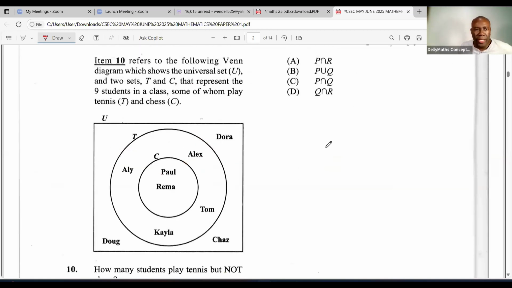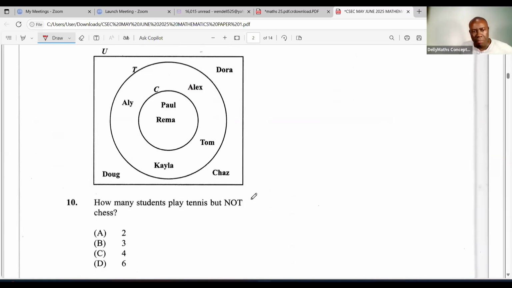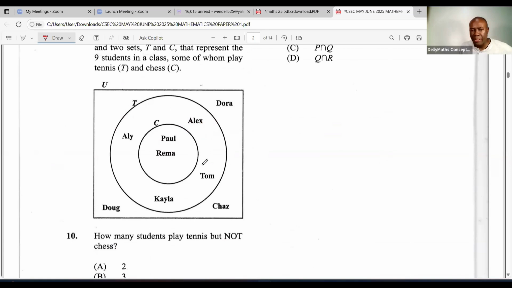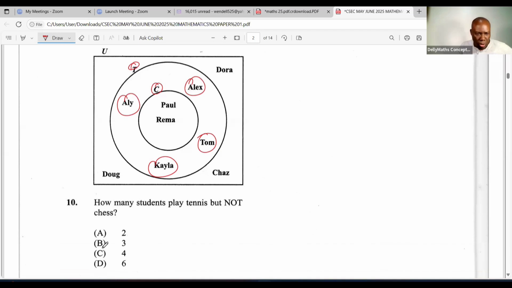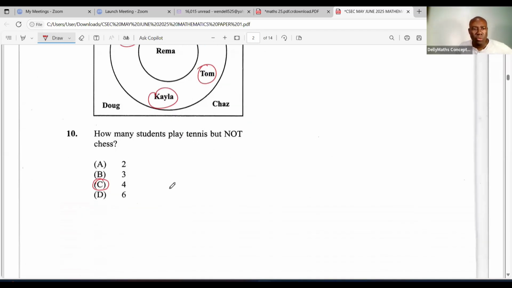So the next question refers to the following Venn diagrams in which the universal set U and the two sets T and C represent the 9 students in a class, some of whom play tennis and then chess. All right, we're looking at that. So here's a question. How many students play tennis but not chess? We have a subset, all right? So C is for chess, T is for tennis. So tennis but not chess would have been these on the outside, 1, 2, 3, 4 persons. So those 4 persons play tennis, but they don't play chess. So how many of them? 4, right? So that one is kind of straightforward, and we're gone, right?